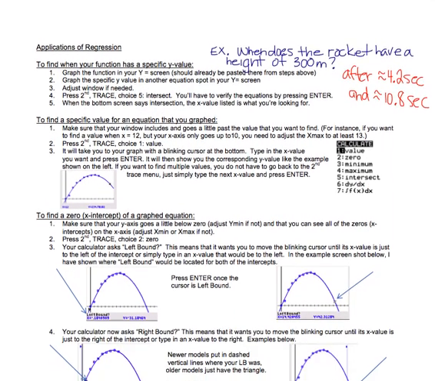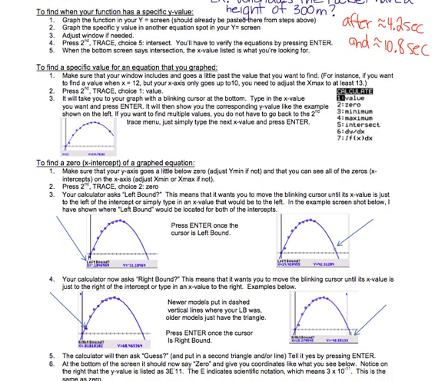Now, the second thing I've listed here is to find a specific value for an equation that you've graphed. So this would be, if you want to find, let's say, for example, the height after 12 seconds. So this time, we know the x value as opposed to knowing the y value like we did in the first example. So I've typed this out specifically for this example.